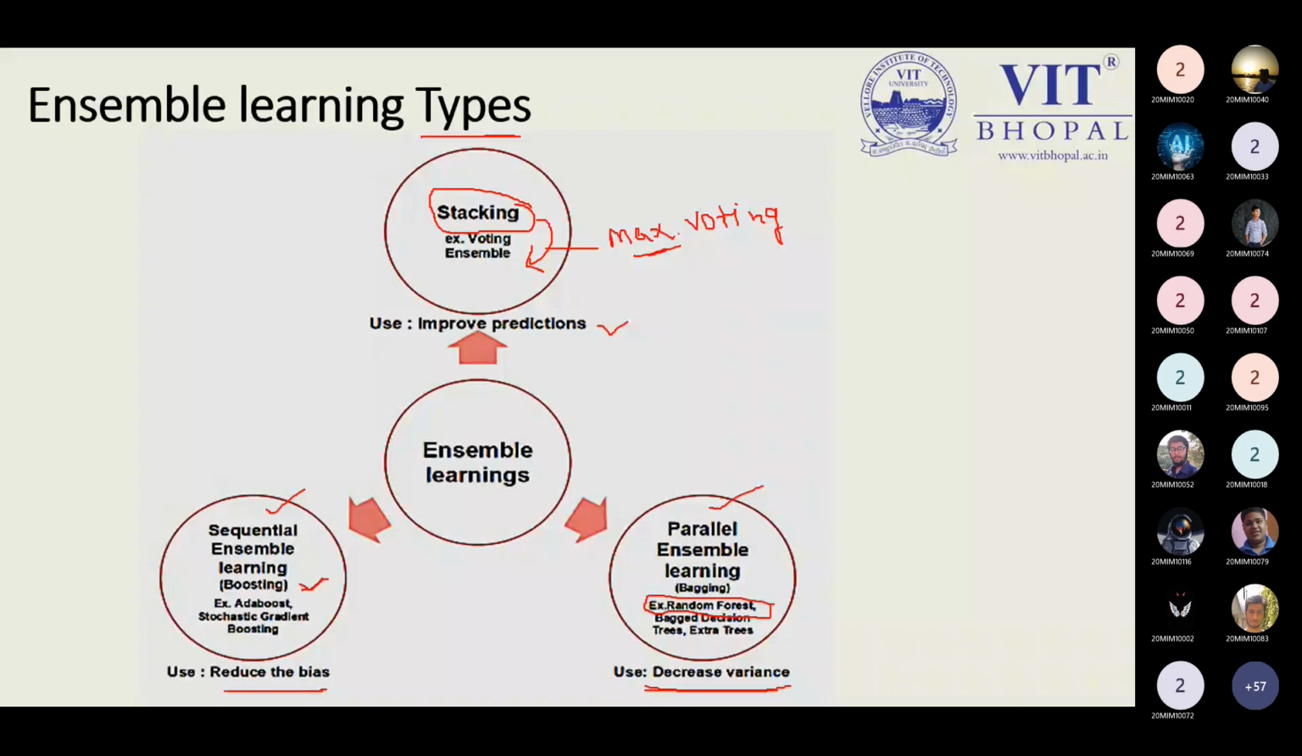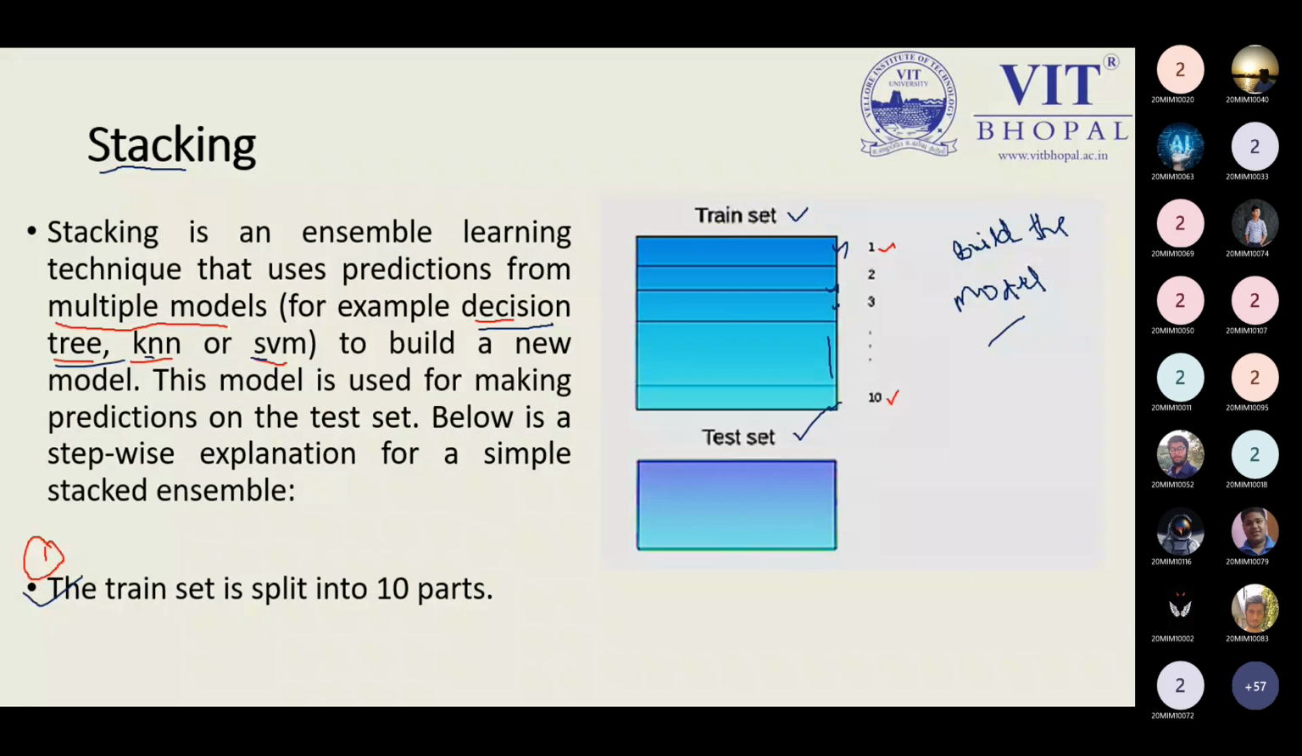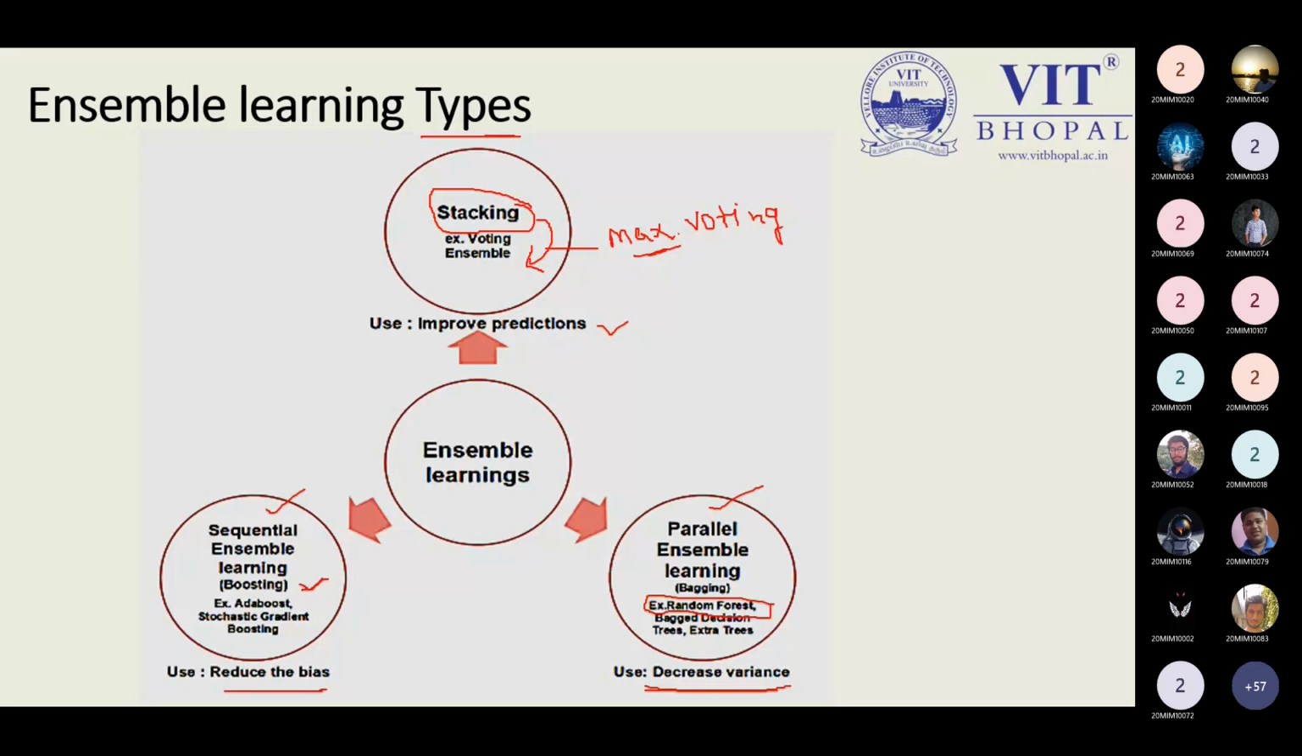So let us start all the things step by step. Then I think the idea will be clearer to all. Now let us move to the stacking part. But before that, can anyone tell me, is there any doubt over here about the ensemble learning types?